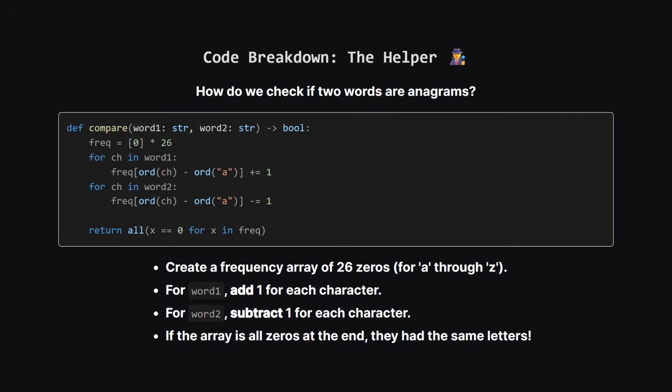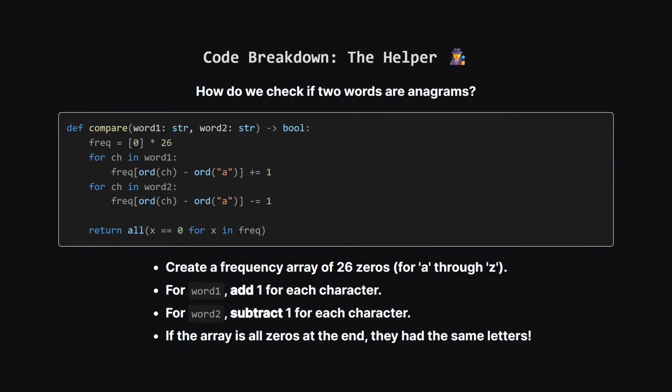It does this with a frequency array. Imagine an array with 26 slots, all starting at 0, one for each letter of the alphabet. For the first word, it goes through each letter and adds 1 to the corresponding slot. Then, for the second word, it does the opposite. It subtracts 1 from each slot. If the two words were truly anagrams, every addition would be perfectly cancelled out by a subtraction. At the end, if the whole array is back to all zeros, it means the words are anagrams.